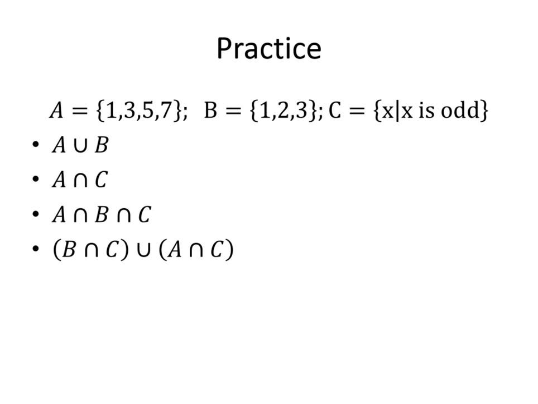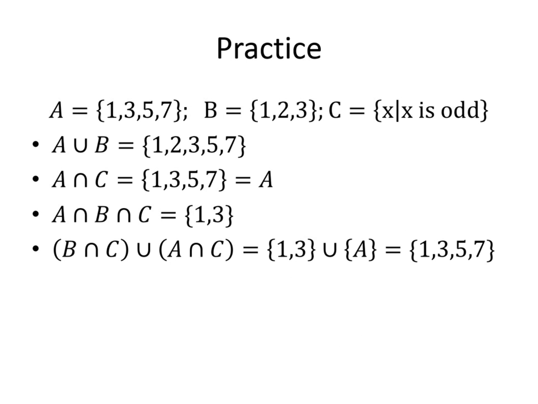So now take a moment, pause the video, and attempt these practice problems. So notice that the union of A and B is all of the elements from A and all of the elements from B. The intersection of A and C is just the set A, because the set C was all odd numbers and everything in A was odd.